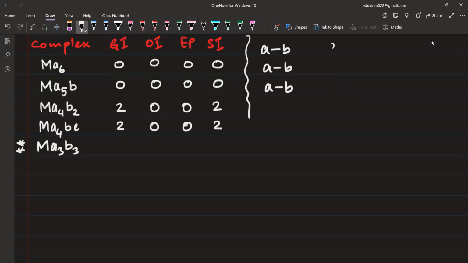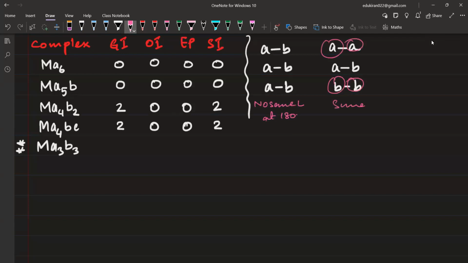Dusra case, kya kar sakte hain? A opposite to A. We have one A, that A will be opposite to B and B opposite to B. So these are the two cases that we can have. But these two cases are important. In detail mein alag se bhi batayenge. But what are the cases here? No same ligands at 180 degree. यहाँ पे आपके पास same ligands are there at 180 degree. Right? Same at 180 degree.